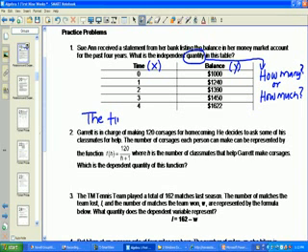Remember, we have to write a complete sentence. Time is the independent quantity.